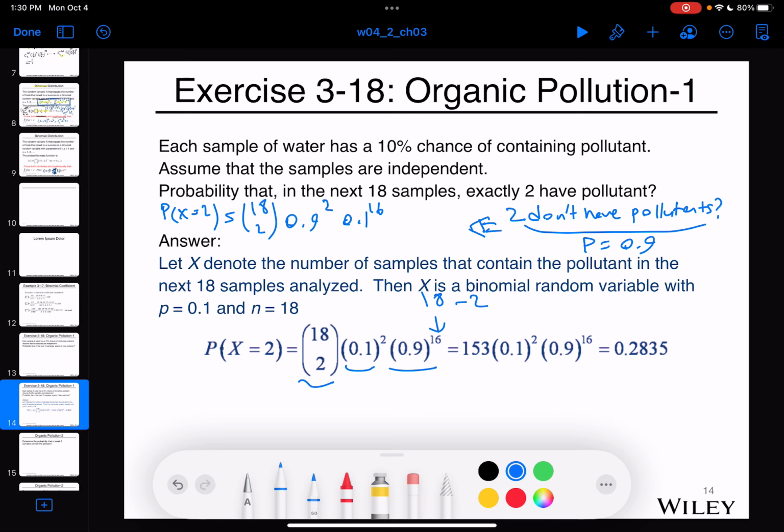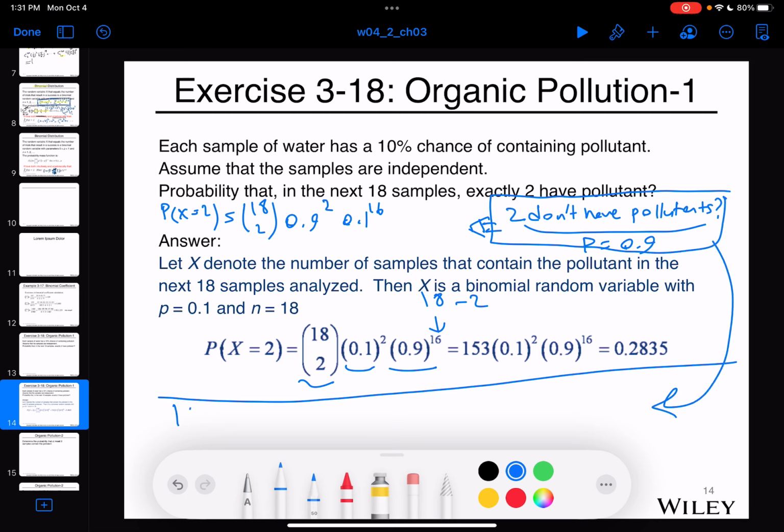You said it's 16 having pollutants? Exactly, yeah, that's the solution. So the other approach: we want to solve the question where 2 don't have pollutants. So we change the question, and say 2 not having pollutants means that's equal to 16 having pollutants.